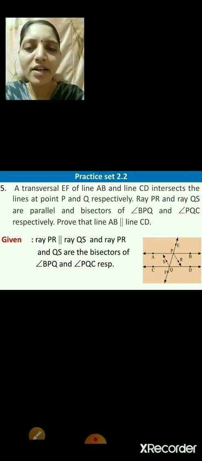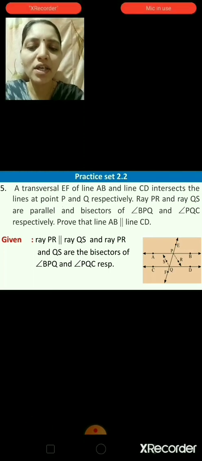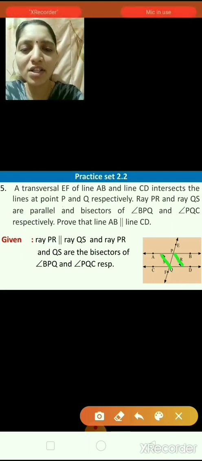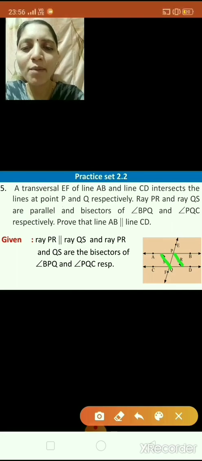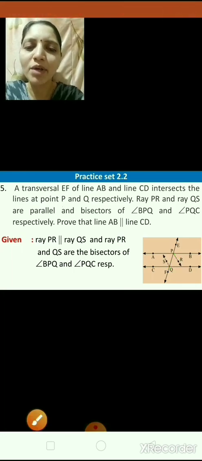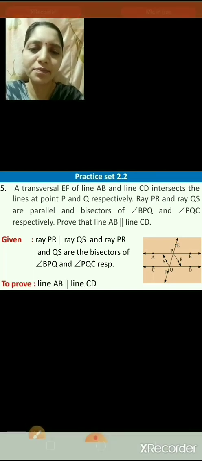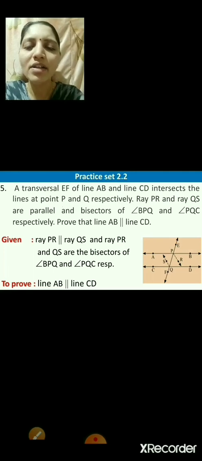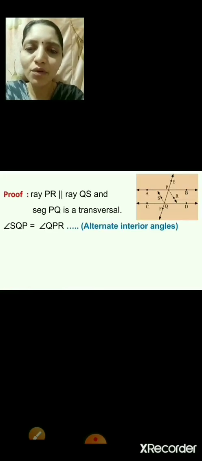Ray PR is parallel to QS, and ray PR and QS are the bisectors of angle BPQ and angle PQC respectively. Now ray PR and ray QS, what are they doing? They are bisecting angle BPQ and angle PQC respectively, meaning they are dividing them into two equal parts. And what you have to prove is line AB is parallel to line CD. Let's start with the proof.